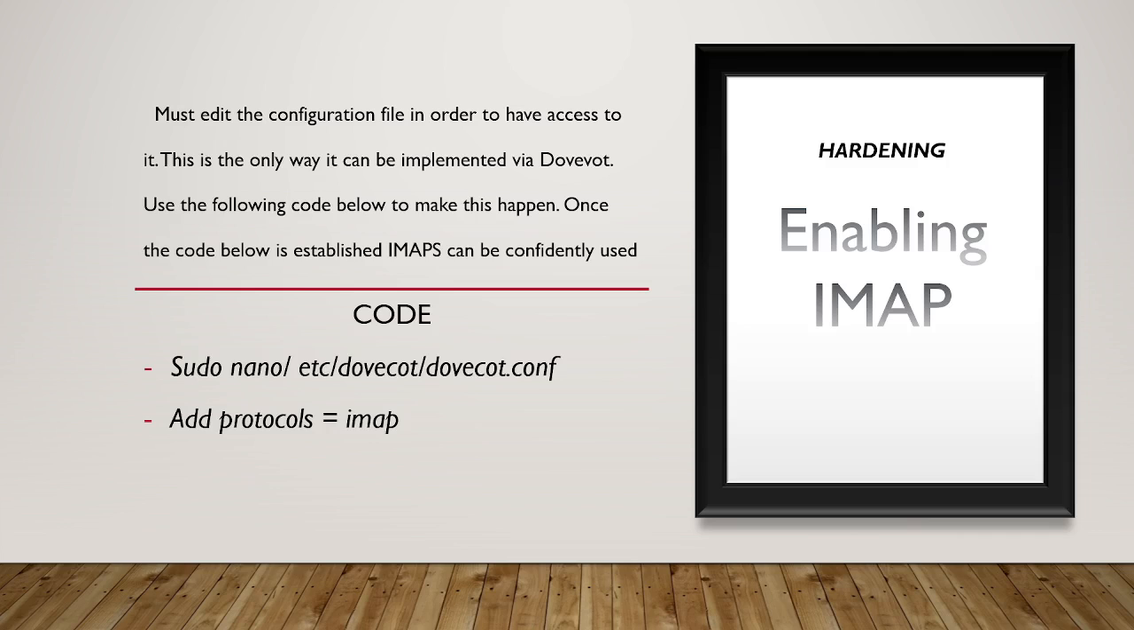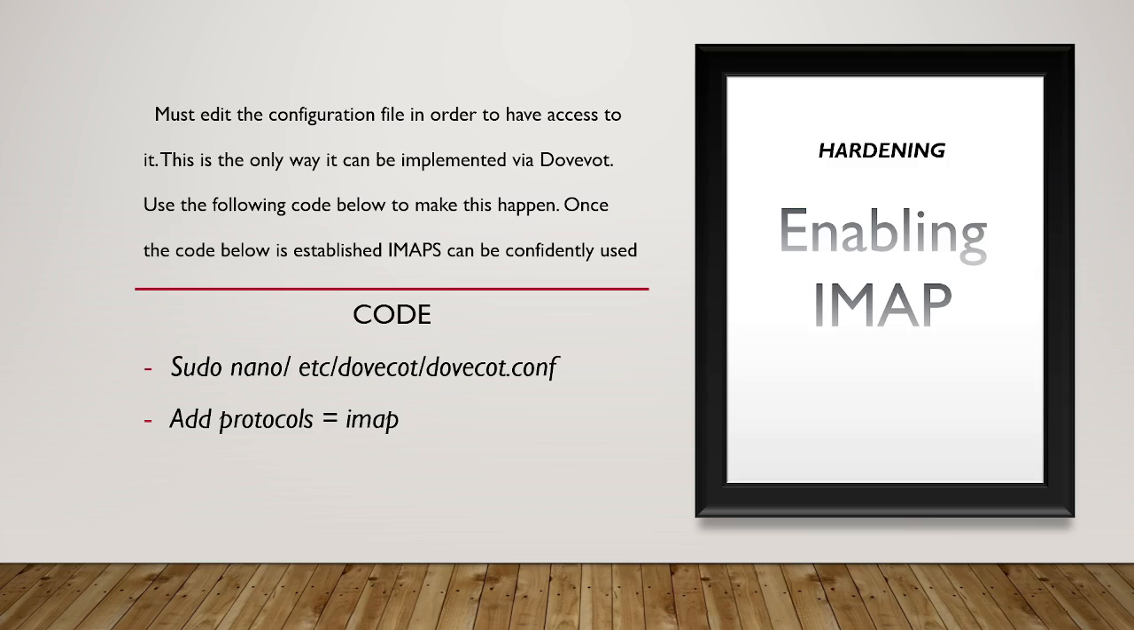Now, use the following code below, which makes this happen. What I did is I just wrote down the steps in order to make it happen. These steps are simply sudo nano /etc/devcot/devcot.conf. And then you just type in protocols = imap. And that shall enable IMAP so that you'll be able to start using it.